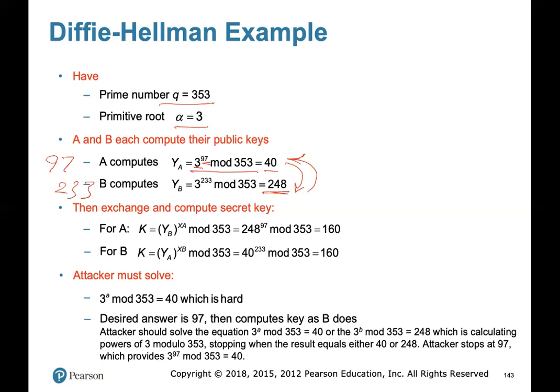In the next step, Alice has received 248 and calculates 248 to the power of her own key, which was 97, mod 353, and Alice gets 160. Bob does the same thing using the public key he received, which is 40. He calculates 40 to the power of his private key 233 mod 353 and gets the same number, 160. So this is how they share a key and agree upon a key. Hereafter, this 160 can be considered as a key that both of them have, and they can work upon it. Okay, I think that should be enough for today.